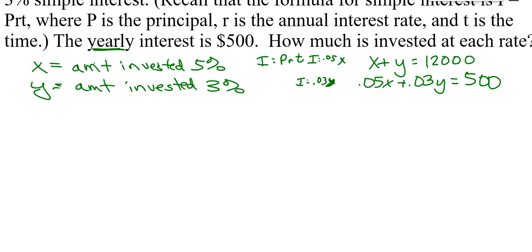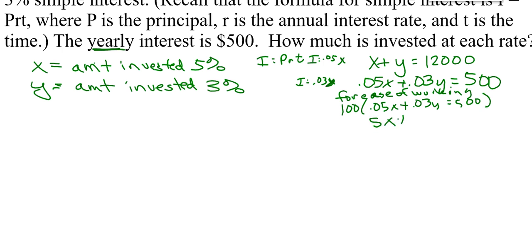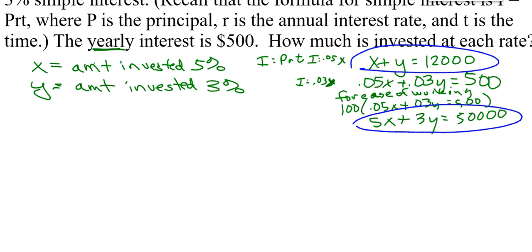So I'm just going to say, for ease of working the problem, I'm going to multiply 100 times 0.05x plus 0.03y equals 500, and I'll get 5x plus 3y equals 50,000. I'm writing that because we have people who are not here today. So then my two equations are this one and this one. And so step one, what variable would you solve for in which equation?